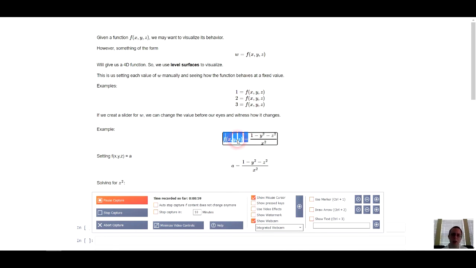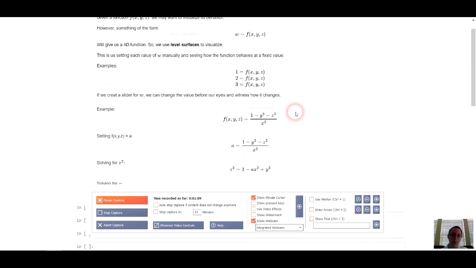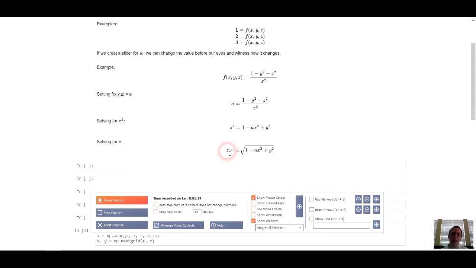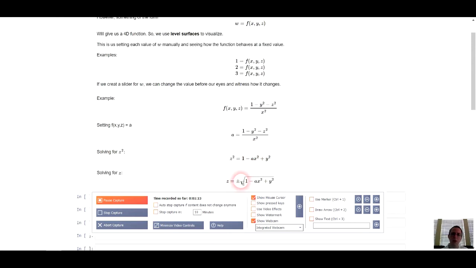I have this function f of x, y, z equals this fraction. And if I set the output equal to some number, we'll just call it a here, then that gives me this, and then I get z squared by itself, that gets me this, and then I solve for z proper, that gets me z equals plus or minus this square root.